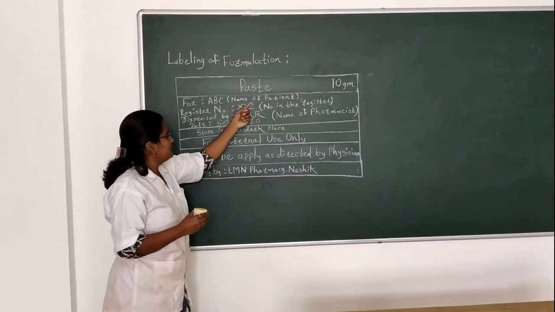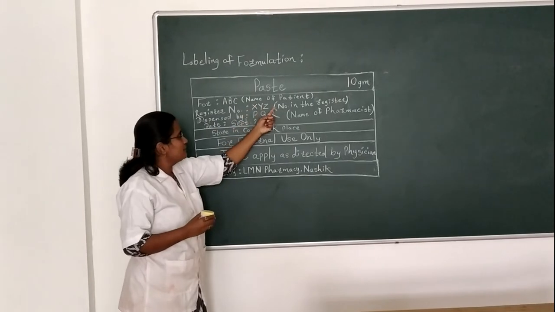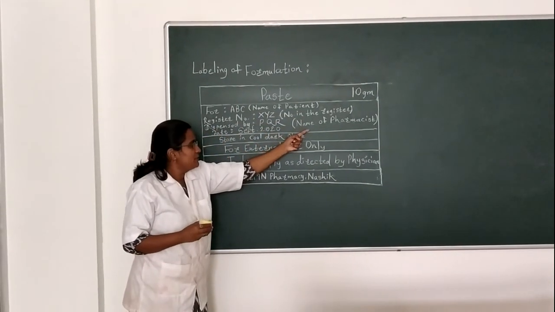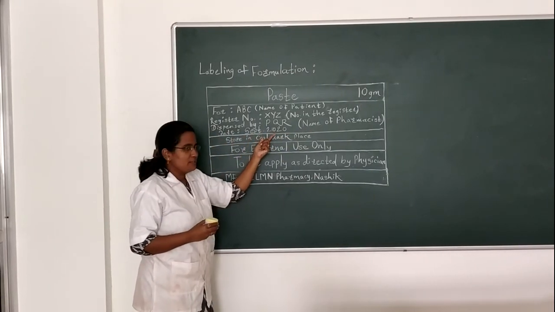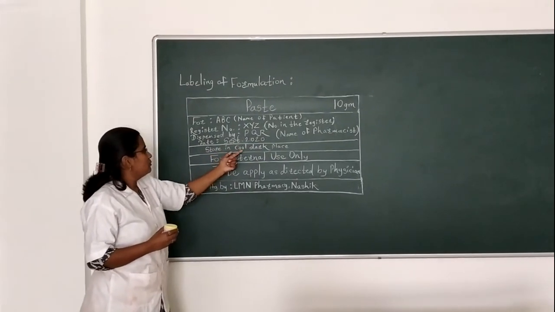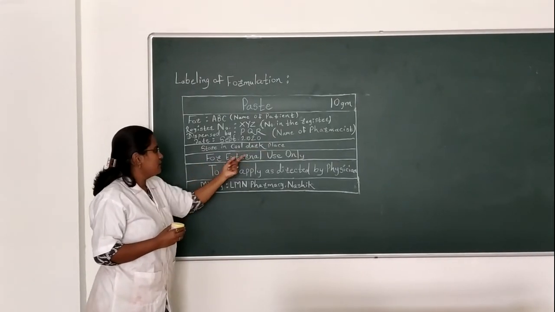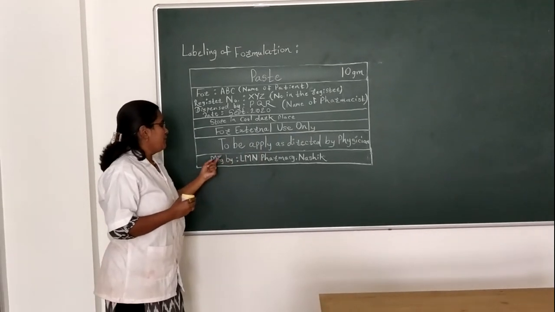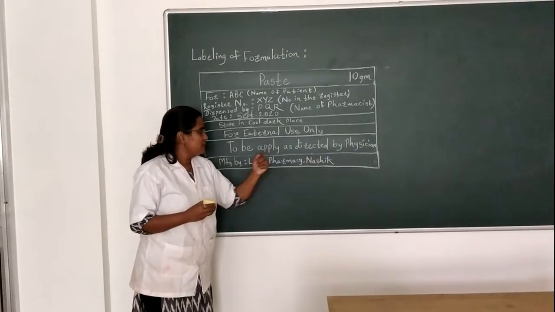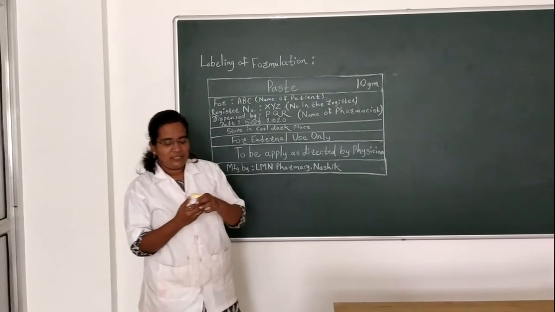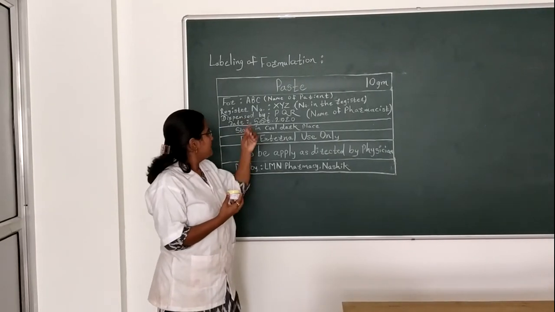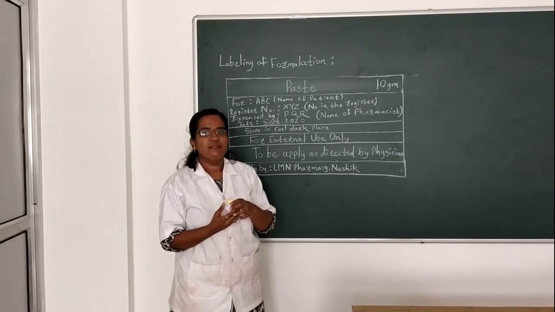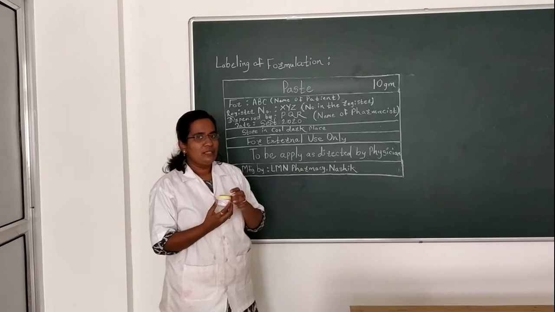For ABC, that is the name of the patient. Register number is XYZ, that is the number given in the register. Dispensed by PQR, which is the name of the pharmacist. Manufacturing date is September 2020. Store in a cool place. Submitted in this wide mouth bottle for inspection, labeled as above.